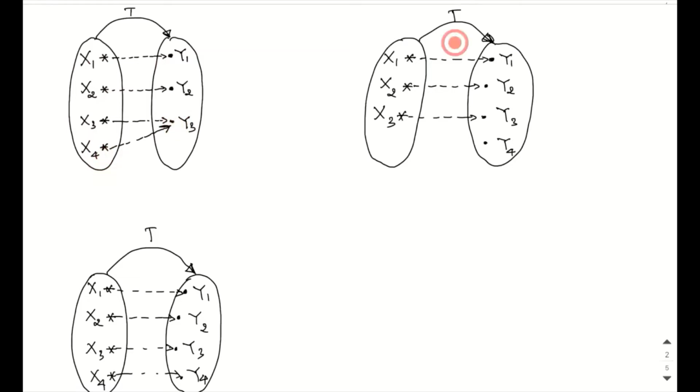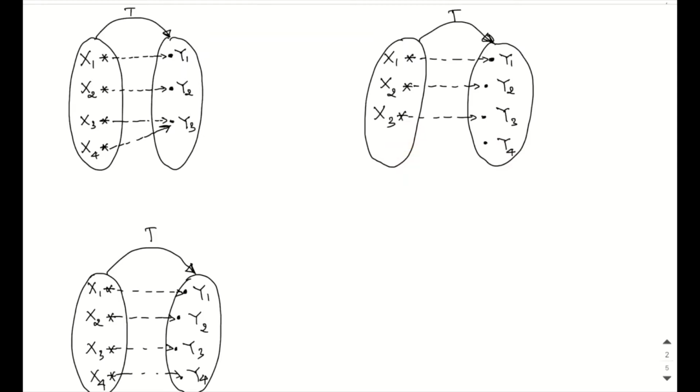Now for this transformation, it takes x1 to y1, x2 to y2, x3 to y3. So it's okay to go back from y1 to x1, y2 to x2, y3 to x3. But when we consider y4, it has no place to go to. So we cannot go back from y to x.